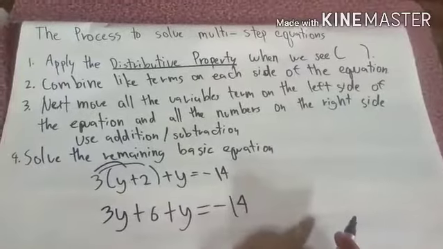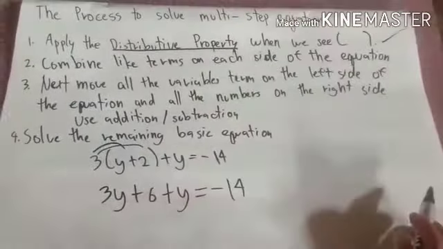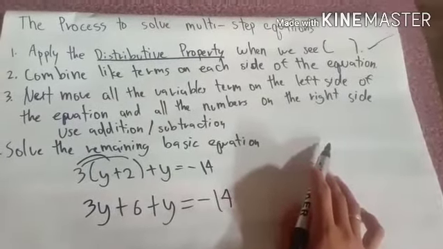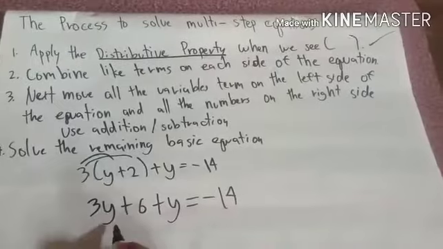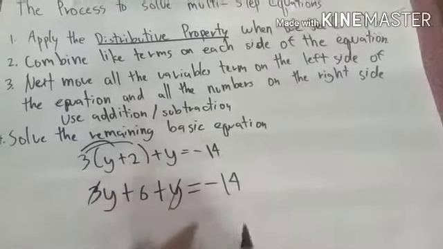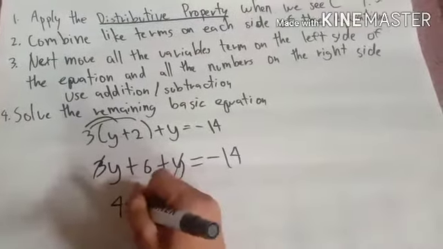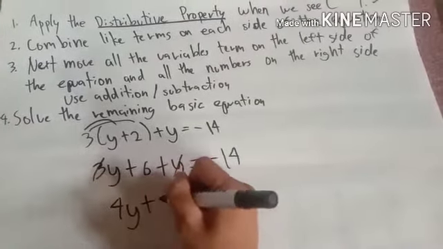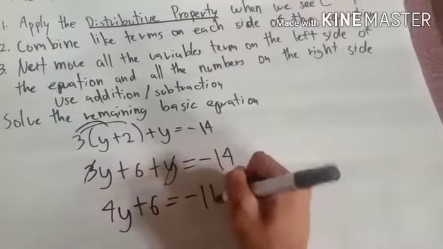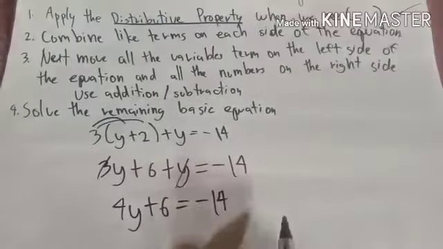And now we will finish the first process. Now we proceed to the second process, combine like terms on each side of the equation. You see the like terms are 3y and y, and make it 4y plus 6 equals negative 14. As you observe, I rewrite the equation to make it simpler.